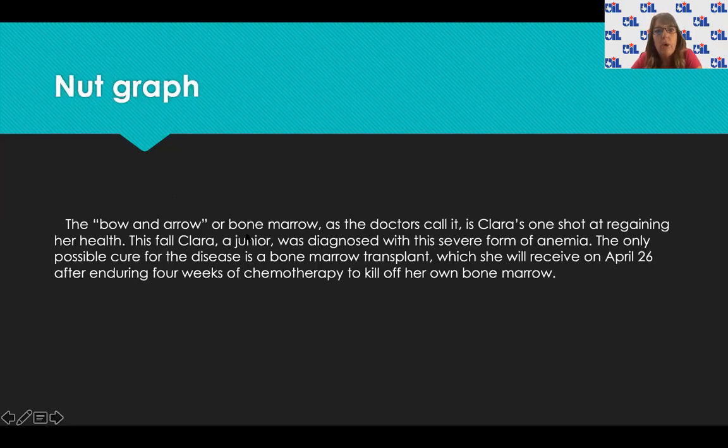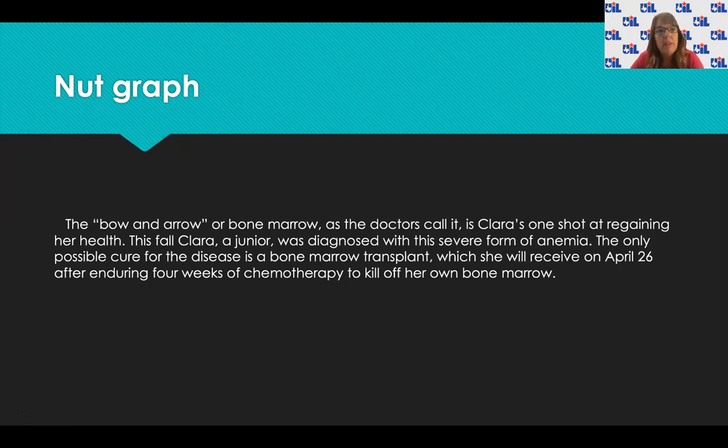The bow and arrow, or bone marrow as the doctors call it, is Clara's one shot at regaining her health. This fall, Clara, a junior, was diagnosed with a severe form of anemia. The only possible cure for the disease is a bone marrow transplant, which she will receive on April 26th after enduring 4 weeks of chemotherapy to kill off her own bone marrow. So basically, this nut graph is telling the reader what the story is going to be about. It's about this student at your school who's got this severe form of anemia. She's got to have a bone marrow transplant. And we even give the readers the date of when that will happen.